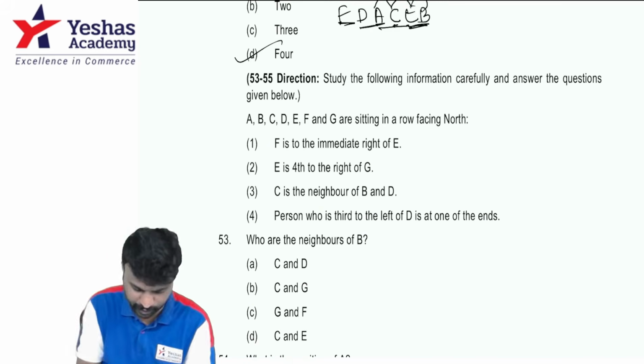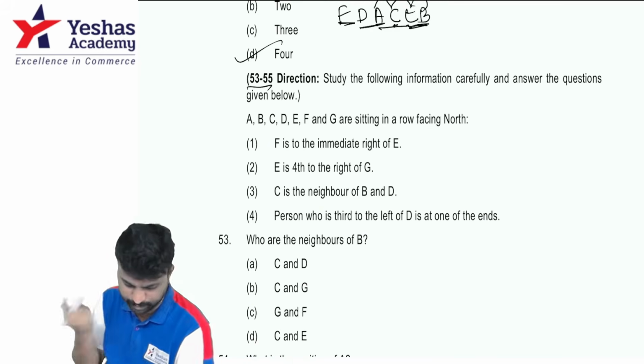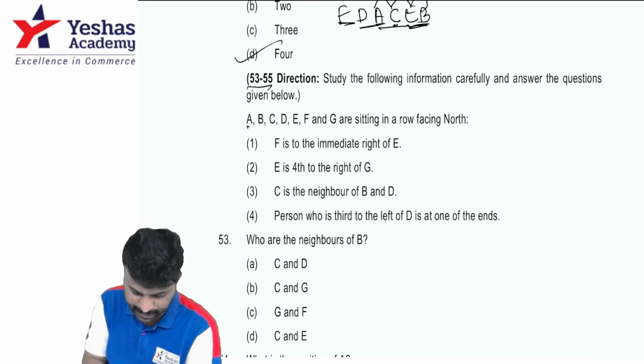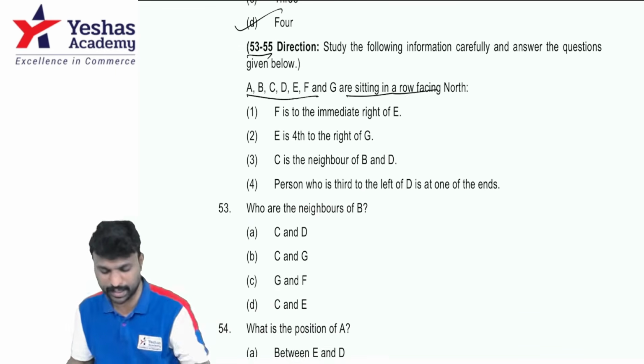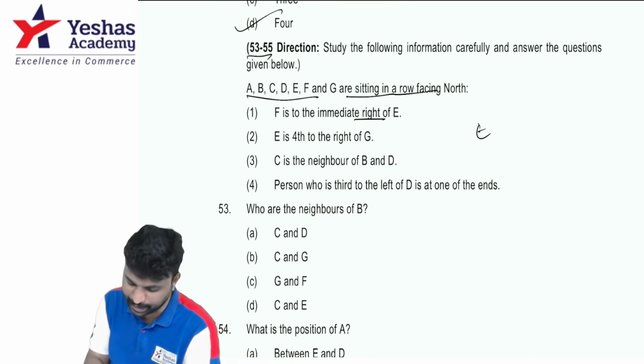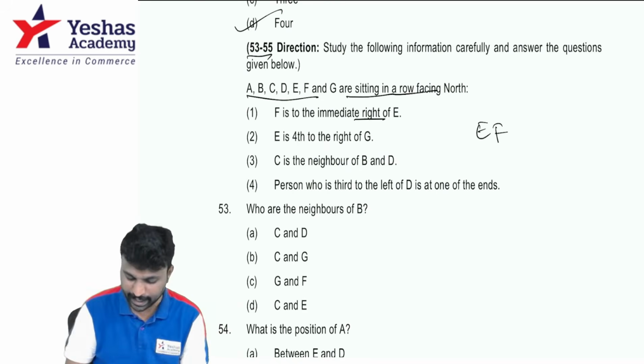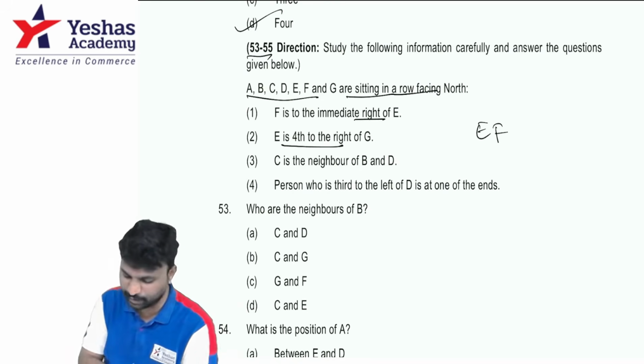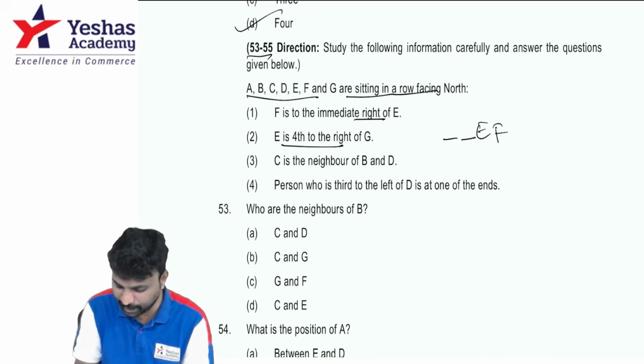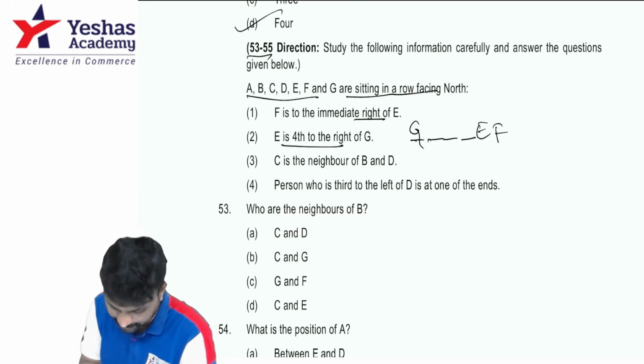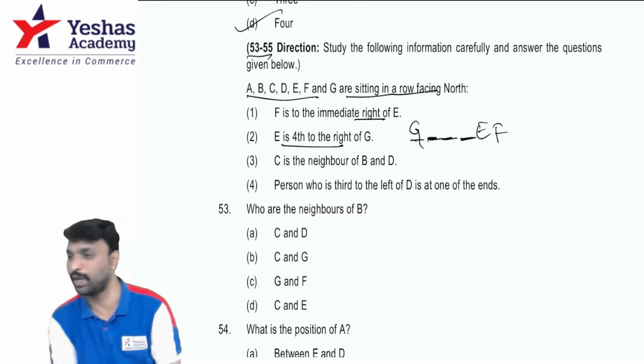Moving on to the next question, 53 to 55. So one diagram, 3 questions you can answer. A, B, C, D, E, F, G are sitting in a row facing north. F is immediate right of E. E is immediate left, F sits. All right. Now E is fourth right of G. So G should be fourth left of E. So here should be G. Right? So E is fourth right of G. Obviously, G should be fourth left of E.